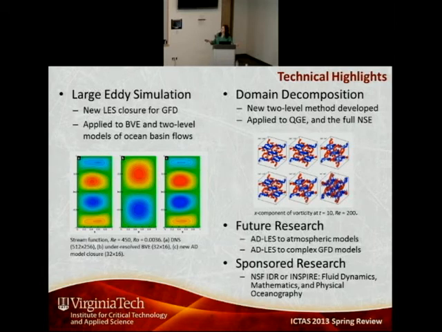In fact, there are 4 gyres here, and if you use a different type of closure approach that's not appropriate for geophysical flows, you get the wrong behavior: 2 gyres here instead of 4. This is the stream function that I'm showing.